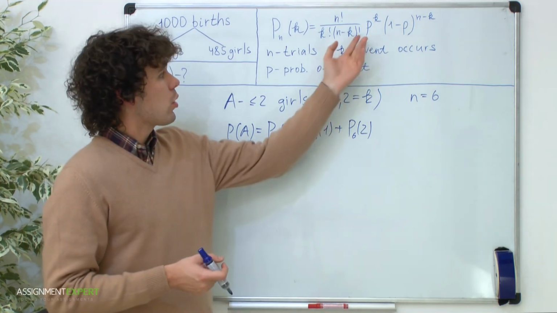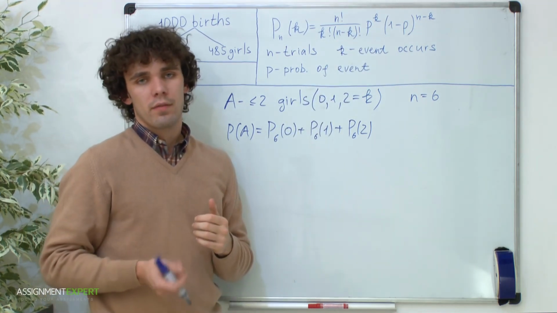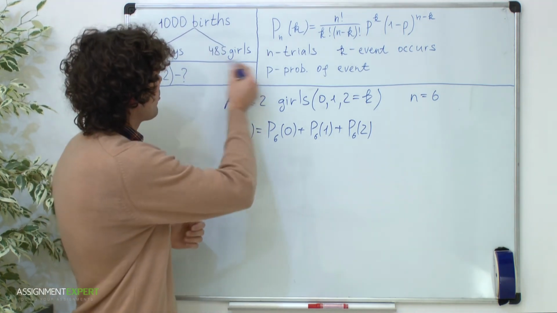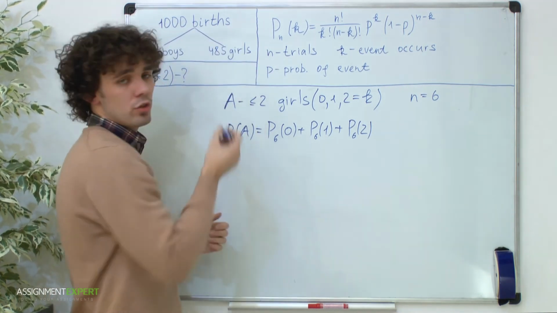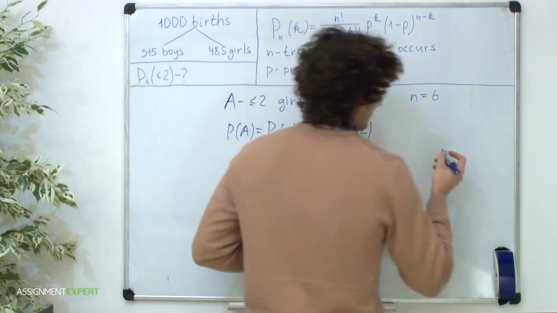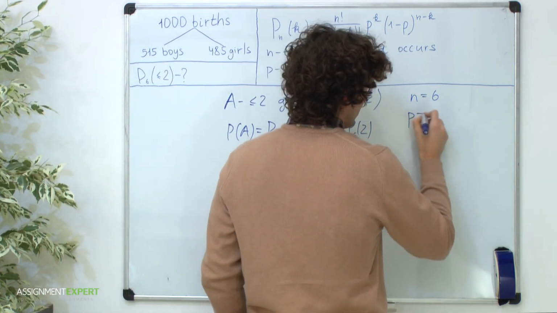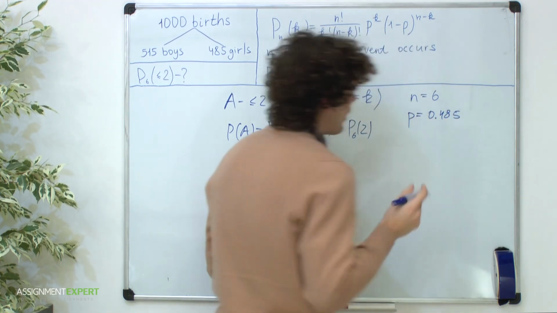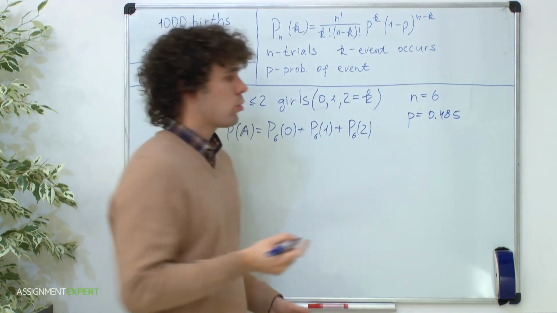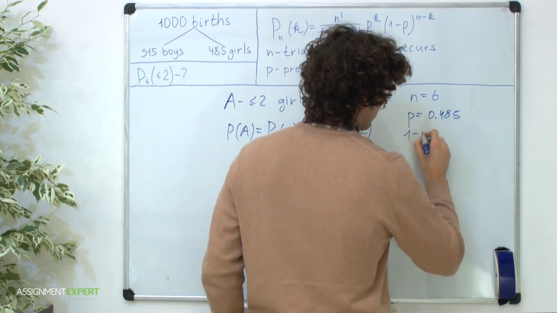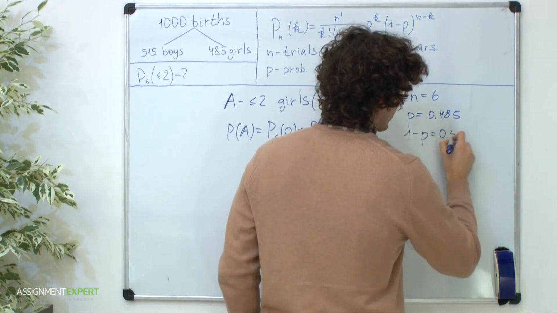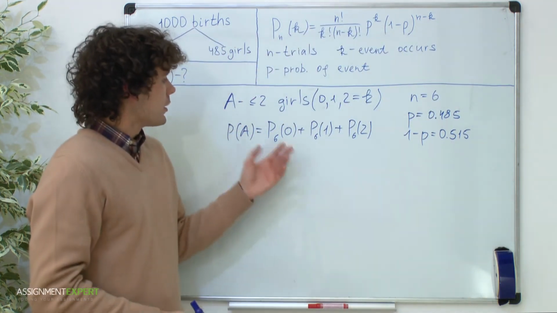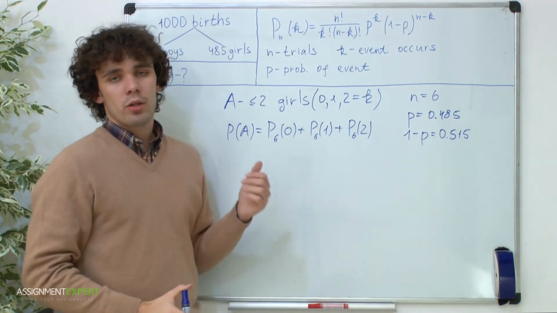For that, we need to know the probability that a girl is born in the family. Let's use statistics. We divide the number of girls by the total number of children to find the probability that a girl is born. So p equals 0.485. Then the probability that a boy is born is 1 minus p and equals 0.515. Now we have all we need to use Bernoulli formula.